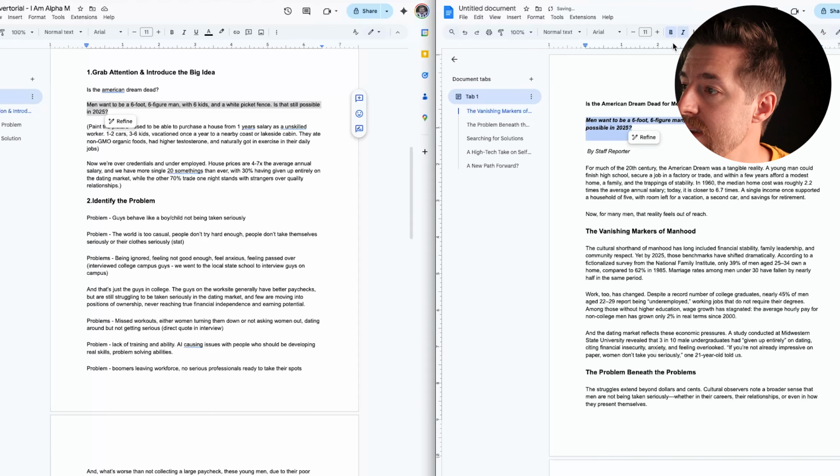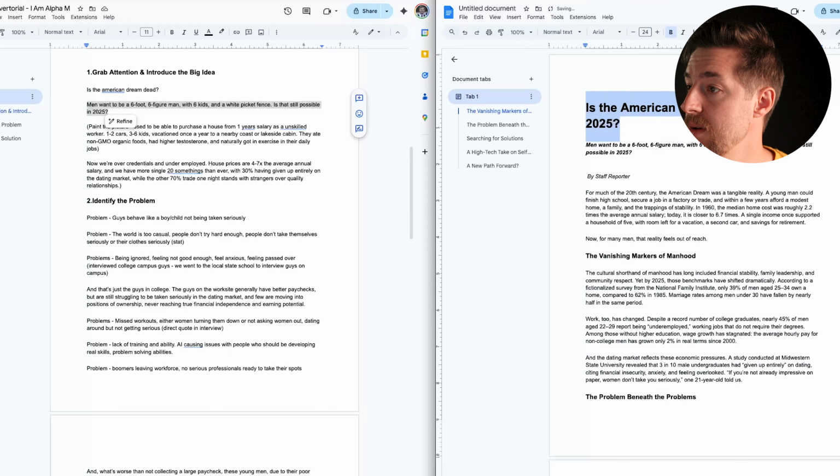Okay, gotta go bold, italic. That's gotta go up in size. Hit me with it. By a staff reporter. Already looking pretty good as far as things go. I just want to make sure we have the now we're over credentialed and underemployed. Houses are 4 to 7 times the thing. According to a fictionalized survey, let's not do that.